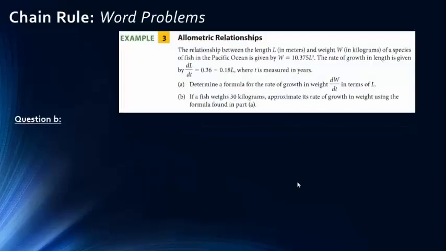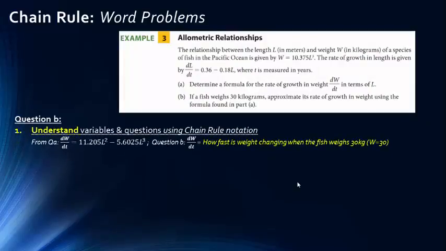Okay. If a fish weighs 30 kilograms, approximate its rate of growth using the formula found in part A. Well, there's our formula for part A, and we know that for question B, we want to figure out this value when the fish weighs 30 kilograms.